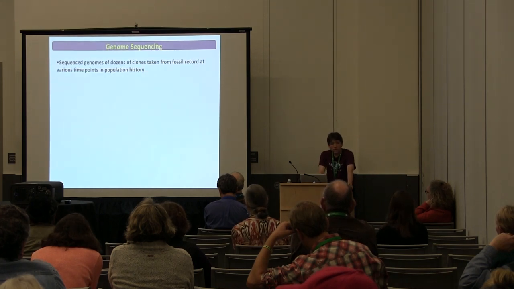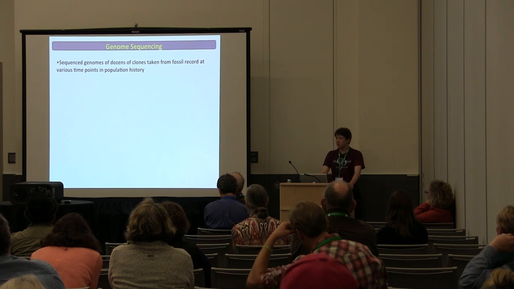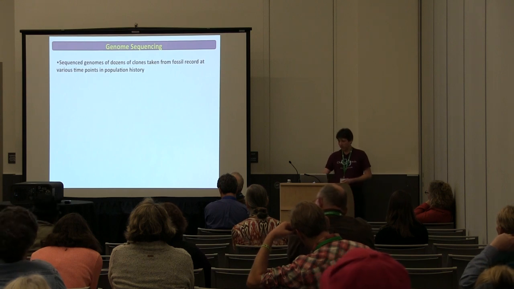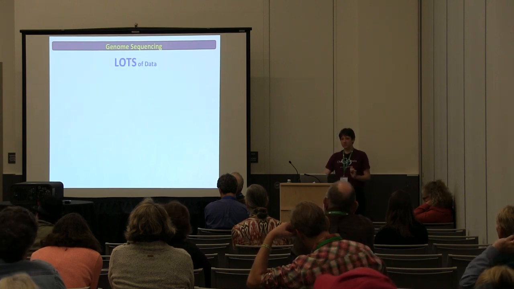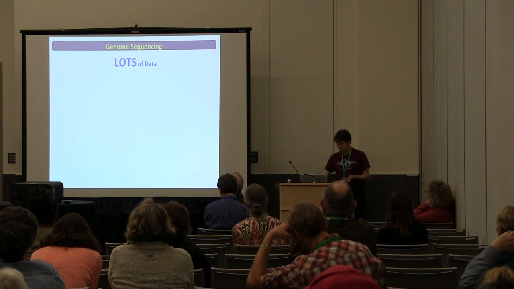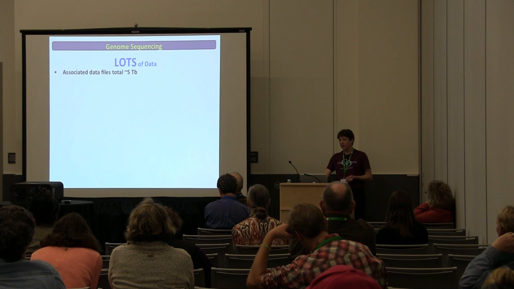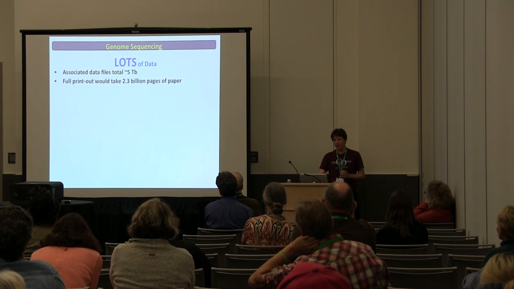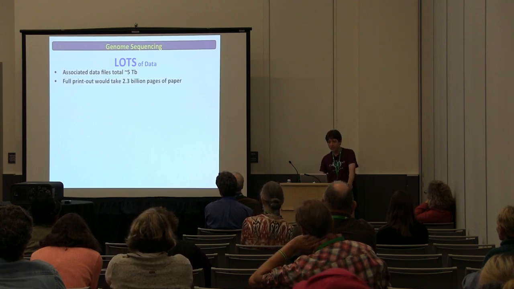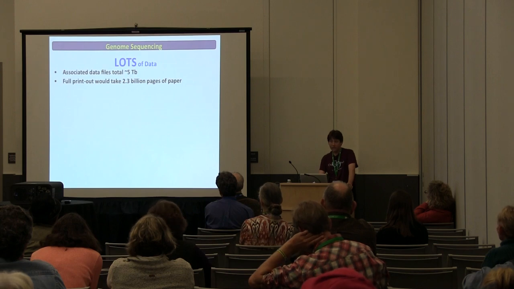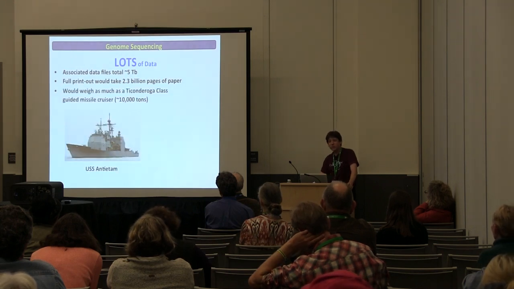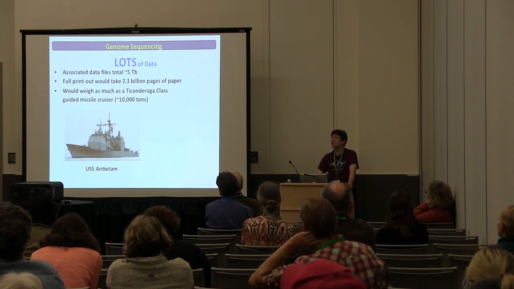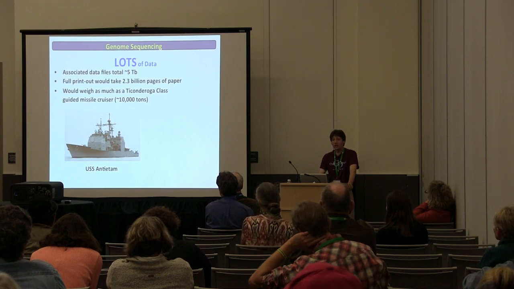So this being the genomic age, we went about this by sequencing the genomes of dozens of clones that we had isolated from different time points in the population's fossil record. And this generated a lot of data, a ton of data. Well, actually more than a ton. The associated data files totaled more than 5 terabytes. To give you some idea of how much this is, if it were printed out, it would require 2.3 billion pages of paper. And it would weigh about as much as a Ticonderoga class guided missile cruiser, which clocks in at about 10,000 tons fully loaded. So a lot of data.